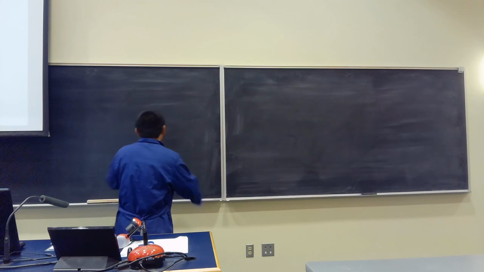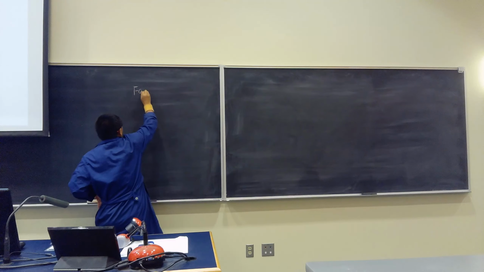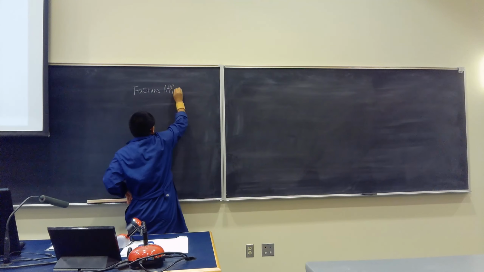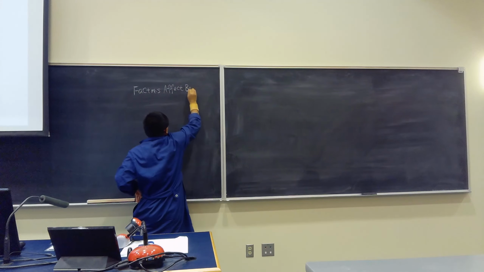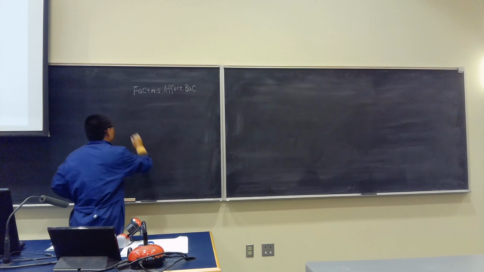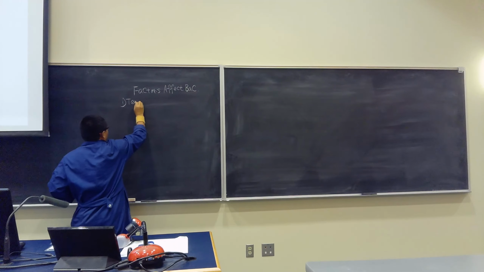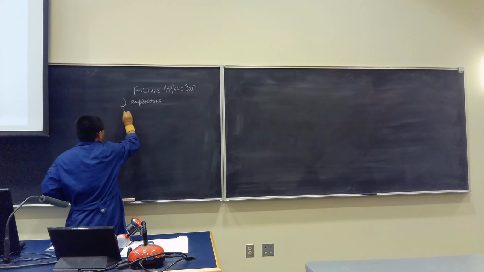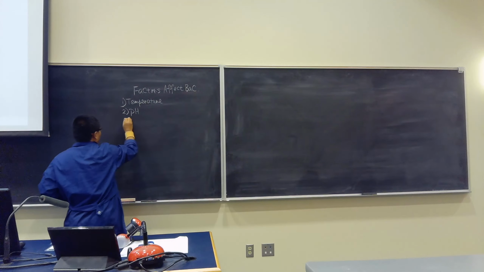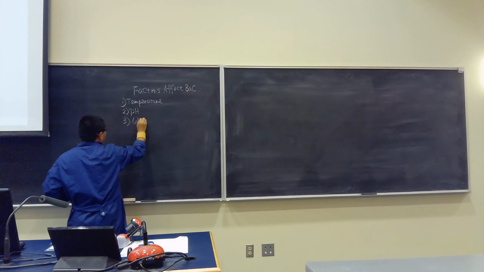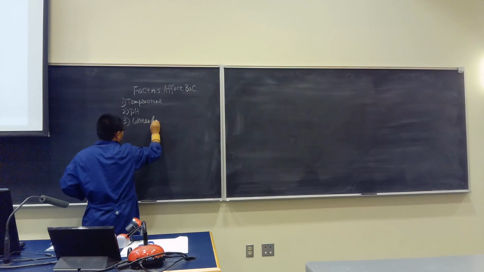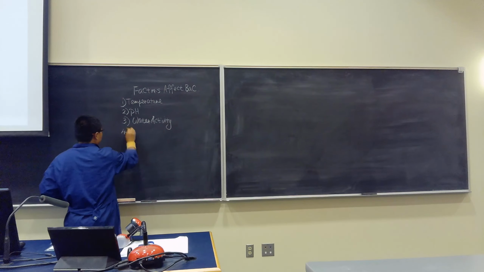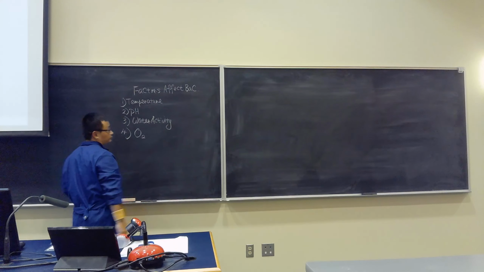We started talking about the factors that affect bacterial growth, and we talked about the temperature, pH, and water activity. And then the last one we left, which we didn't talk about, is the requirements for oxygen.